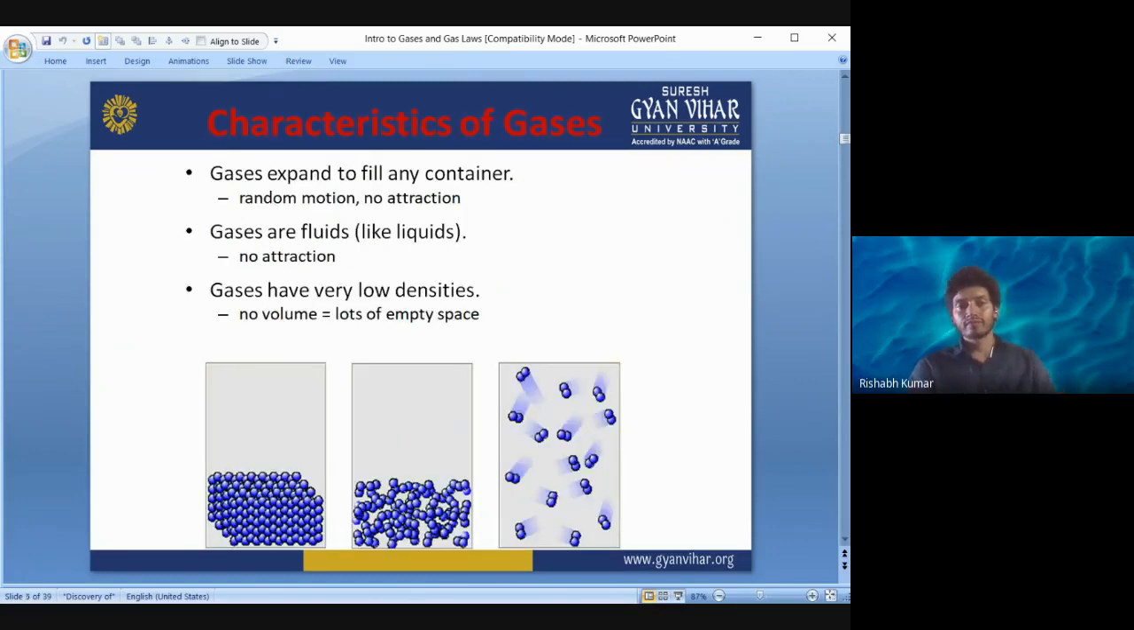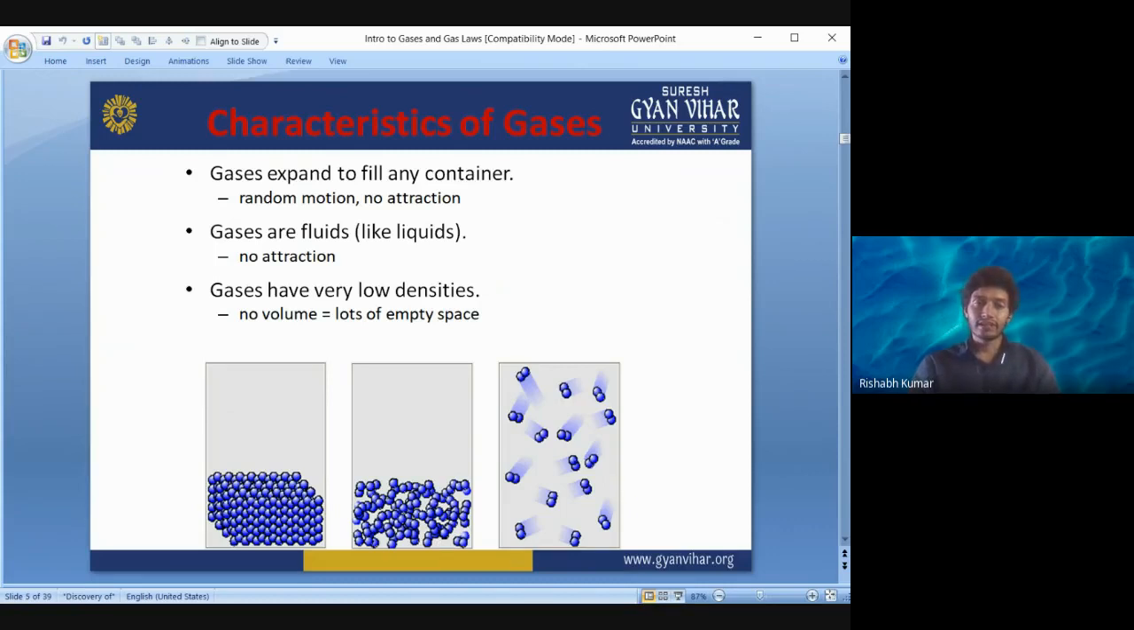Okay, so gases expand to fill any container, that we know, right? Random motion. So in the gaseous state, your particles or gas molecules have random motion. They move in a zigzag direction, not in a particular order. They do not have order. They are disorderly and have no attraction between the two particles or two molecules. Then gases are fluids like your liquid, right? Gases are also fluid like liquid and have no attraction between one another. Between two molecules of the gas there is no attraction.